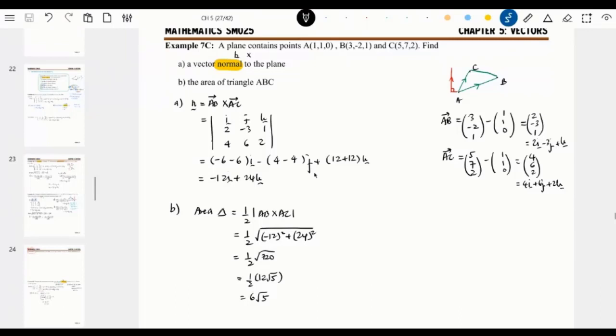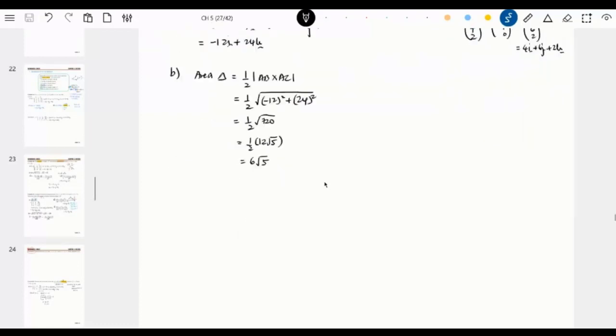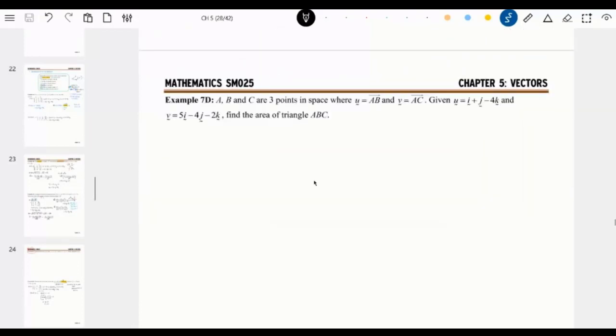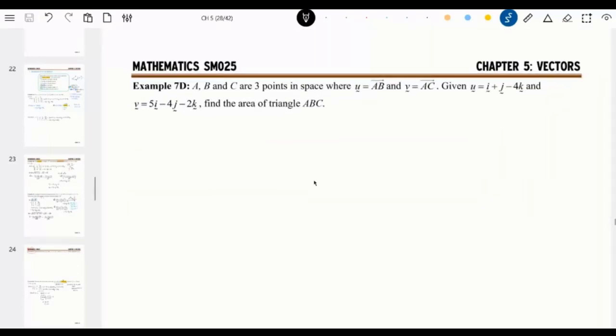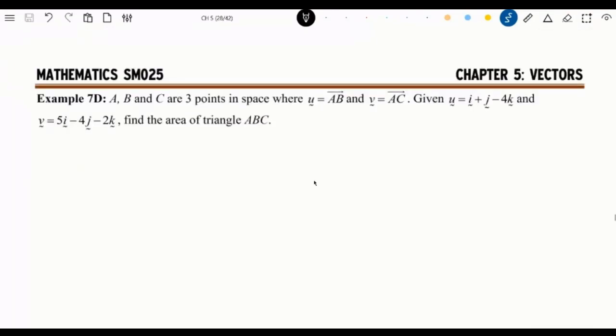Alright, so we proceed with the last part, which is 7D. Okay, 7D kita ada this one. Okay, so given A, B and C points in space where U and V, dia dah given dah vector AB for the U, vector V adalah AC. Okay, so given vector U, vector V, find the area of ABC. Okay, so first thing what we should do is, we have to find U cross V.